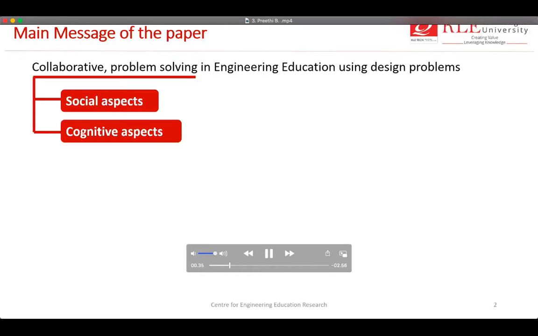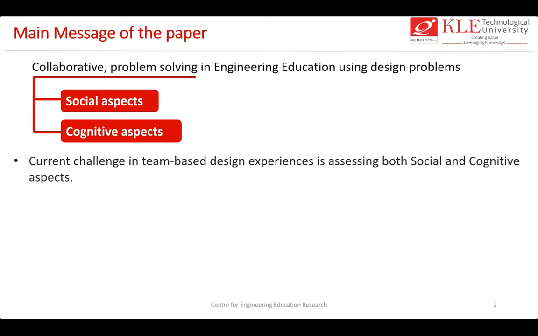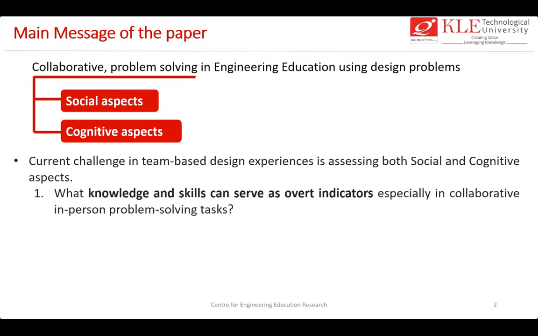One such study is by PISA, Program for International Student Assessment by the Organization for Economic Cooperation and Development. The participants were school-level students and the context was non-engineering. These studies identified the overt indicators of the competency. However, in engineering education, when students solve problems in a face-to-face mode, there are two challenges. What knowledge and skills can serve as overt indicators, especially in collaborative in-person problem-solving tasks, and how do we design such tasks?